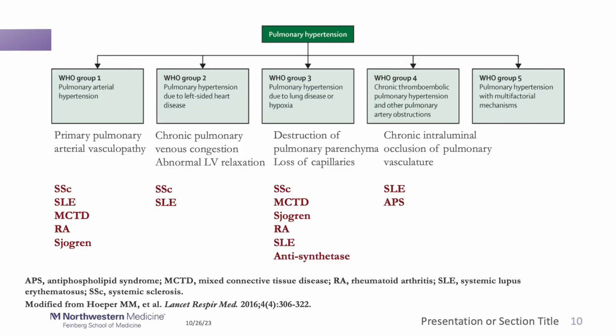So here again, just breaking down these 5 groups, thinking about how we think about group 1, the pulmonary vascular disease, and group 2, heart disease. You can see it listed underneath this. SSc is the acronym we use for scleroderma. The other types of connective tissue diseases like lupus, mixed connective tissue disease, RA, all of these autoimmune diseases put you at risk for type 1 pulmonary hypertension.